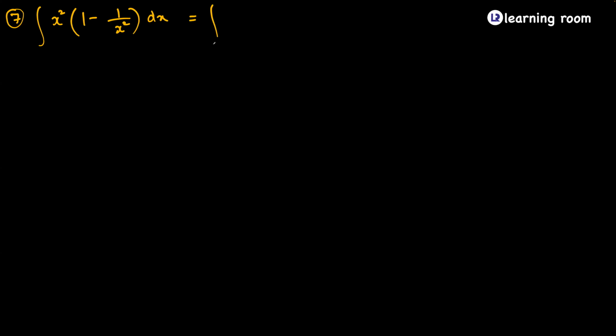So this is equal to integral of, what are we supposed to do? Spread this x square to each term. So you're going to get x square into 1 dx minus x square into 1 by x square, which is going to be 1, so 1 times dx. So what is the integral of x square? It is going to be x cube by 3, right? x power n plus 1 divided by n plus 1, minus integral of dx, x, plus c. This should be the answer, right?